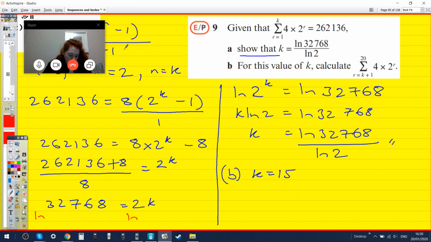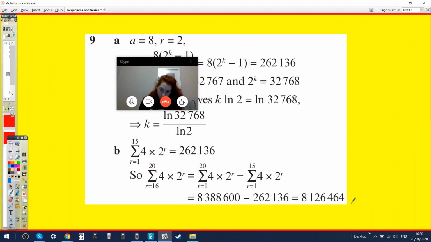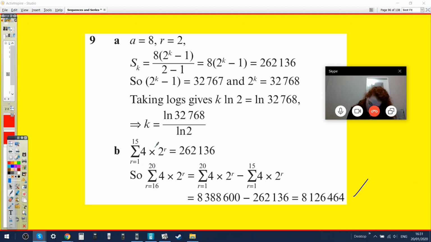I've got that to be 8126464. And there we go, 8126464. Any questions about that? No. They just did it a slightly different way. So that's 16. So that will be 20 to 1 minus 15 to 1. Maybe, I think this is based on an old calculator method.